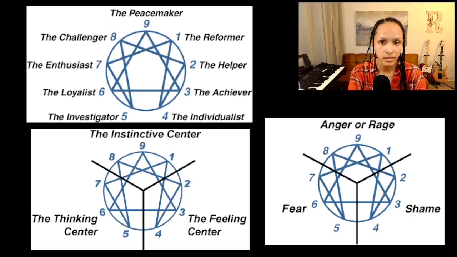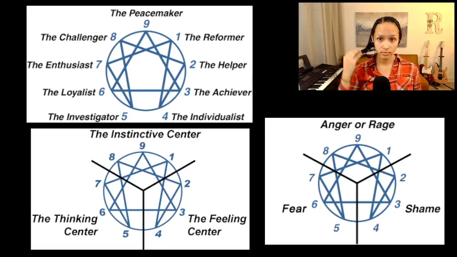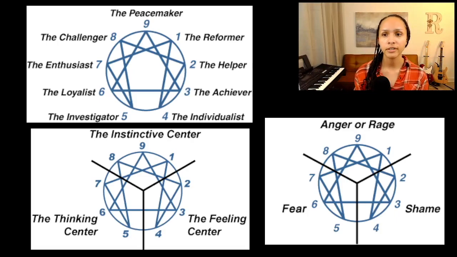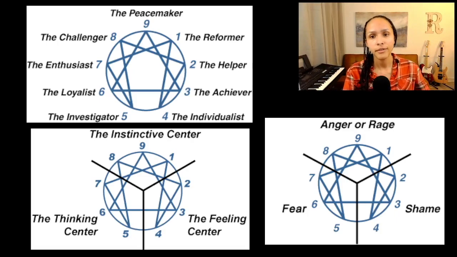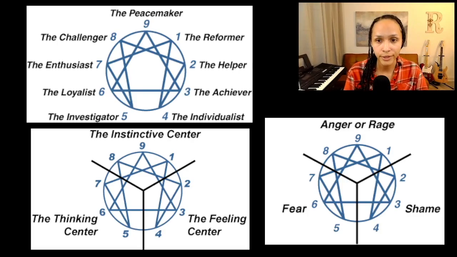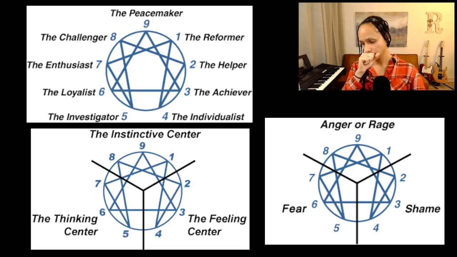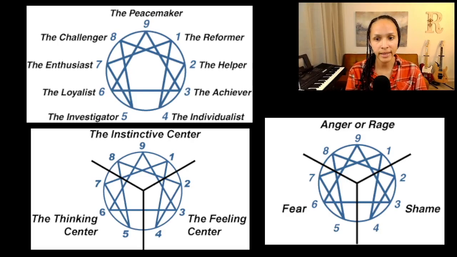7 is the enthusiast. And their strategy for dealing with fear and to feel secure and safe is that they are reframers. They will reframe situations and their fears to see the positive. So it's kind of like avoiding pain by staying positive, staying upbeat, and reframing negative things so that it's how they're managing their anxiety in a sense. So that's a picture of the thinking type.